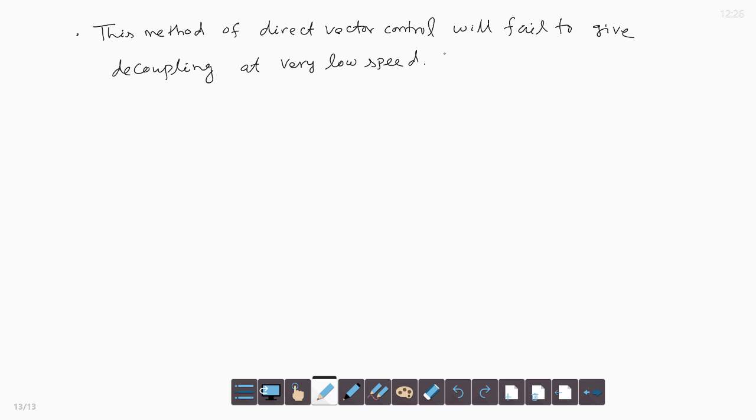So, starting from rest with this method is not possible. So, zero speed and low speed operations are not possible. The reasons are like this.